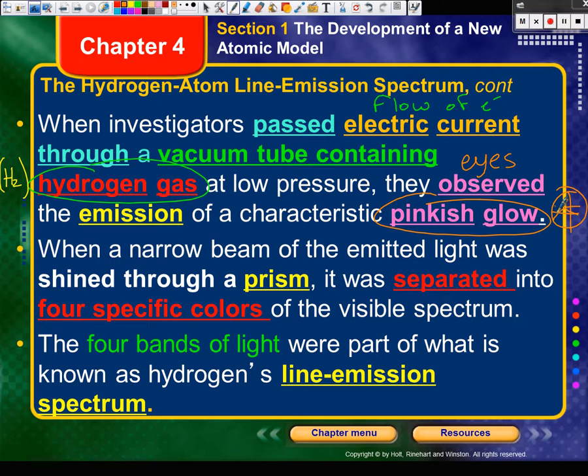It's a mixture of colors. And so they said, okay, well, this gas must be giving off more than one part of the spectrum, which is the reason we see it as pink, because it has a mixture of colors. So this is what they did. They took that pinkish glow and they shot a narrow beam of it through a prism.